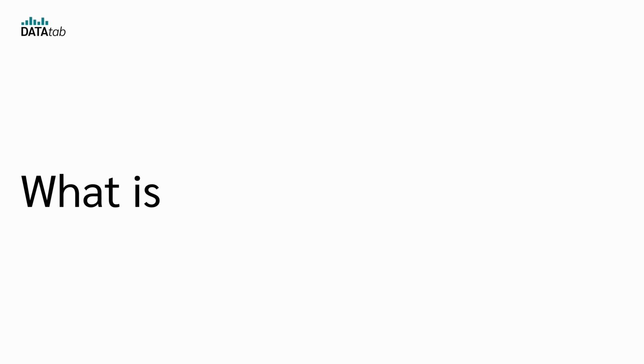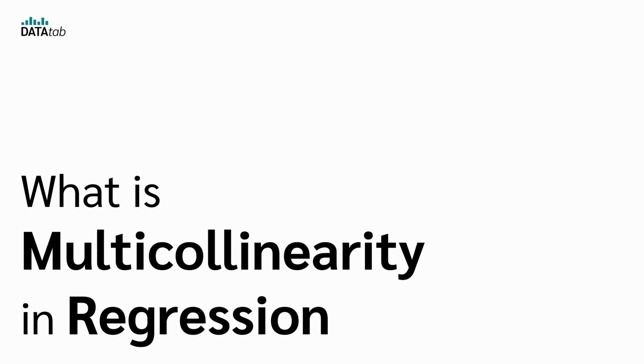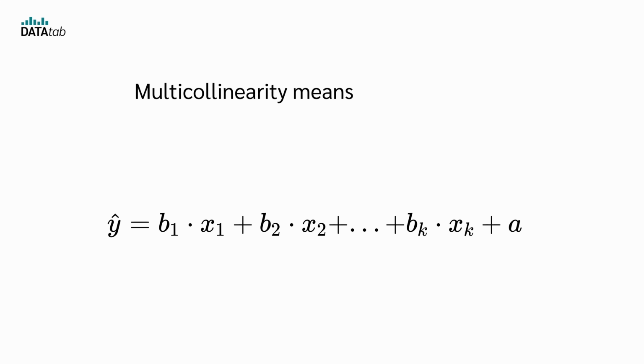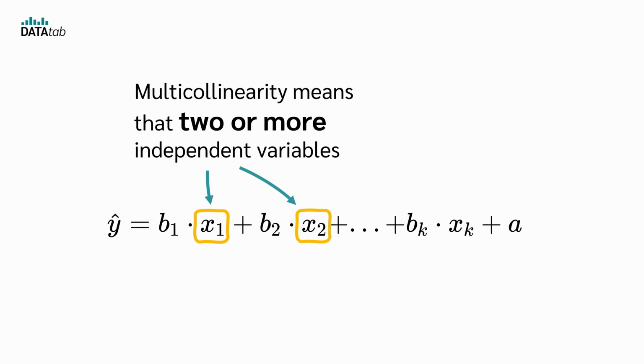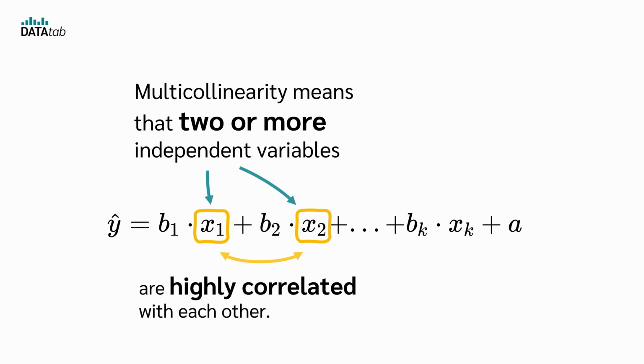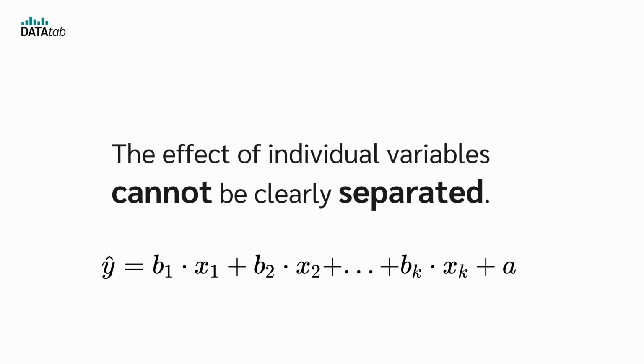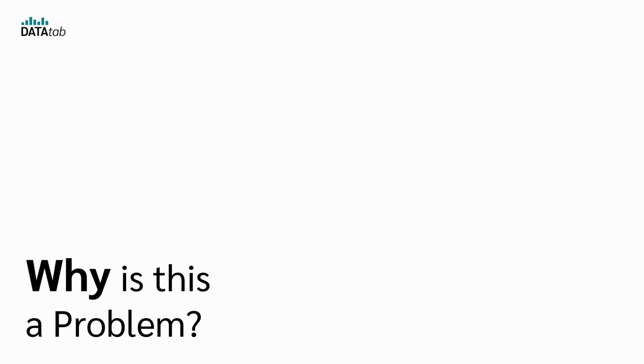First of all, what is multicollinearity in regression? Multicollinearity means that 2 or more independent variables are highly correlated with each other. As a result, the effect of individual variables cannot be clearly separated. Why is that a problem?